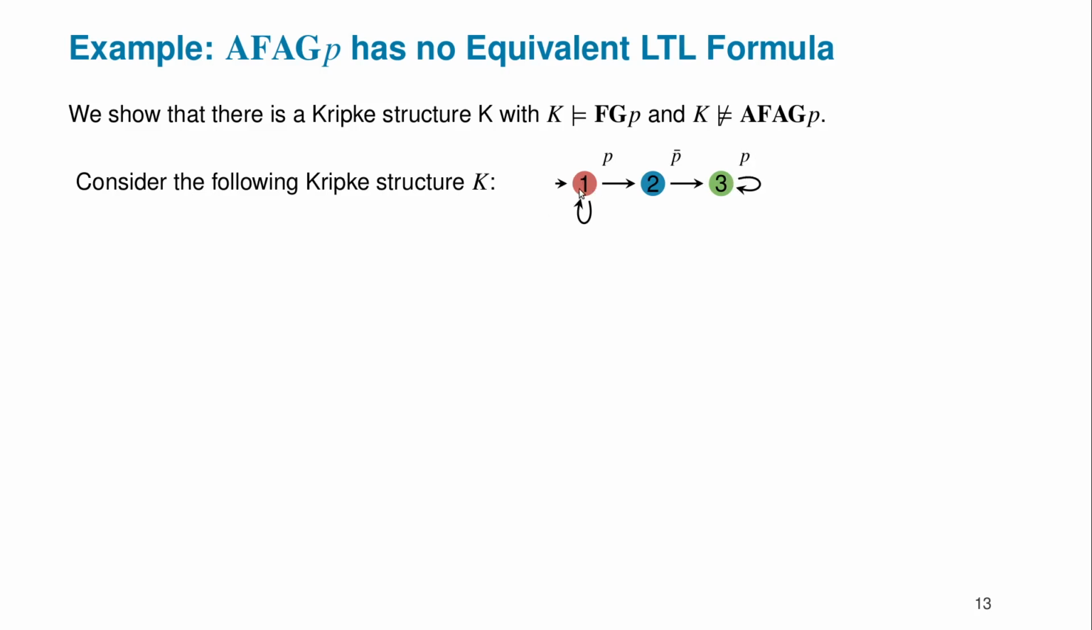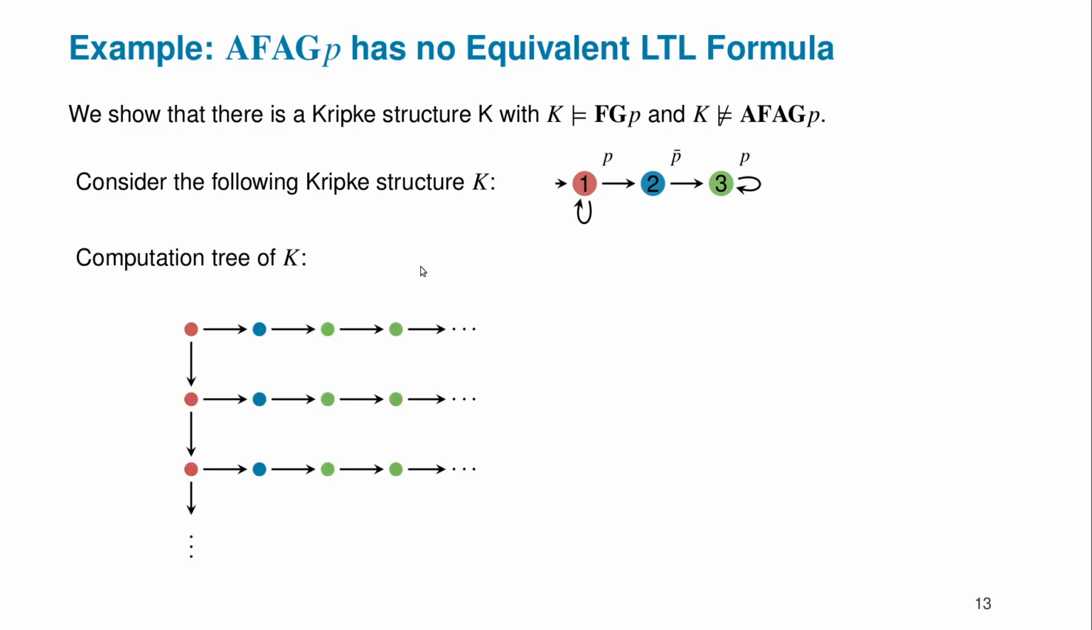And in 1, we have a self loop, and also in 3, we have a self loop. Okay, and if we now do the computation tree, then this has the following structure. We have one path where we stay forever in 1, and from every visit of state 1, we can also branch to state 2, and then after one time visiting state 2, we stay forever in state 3, the green one.